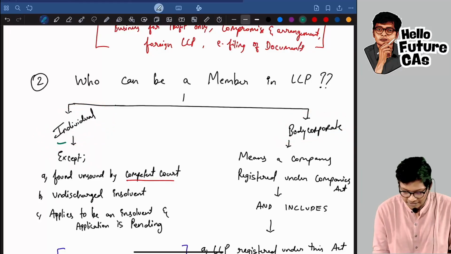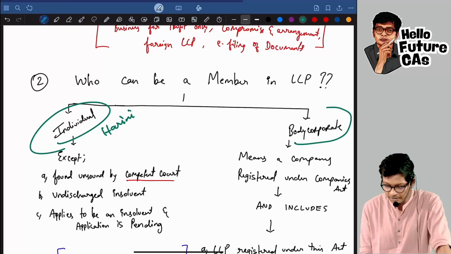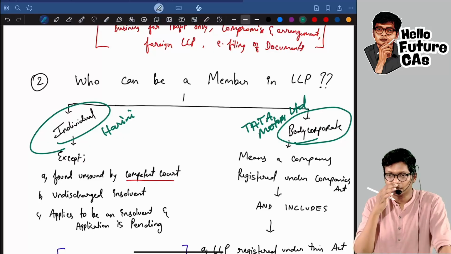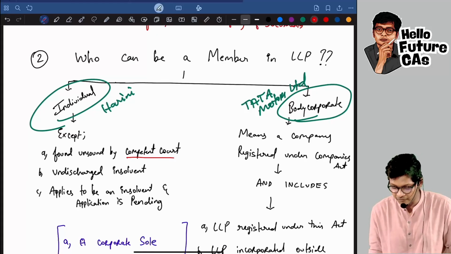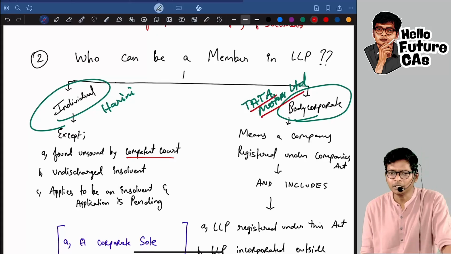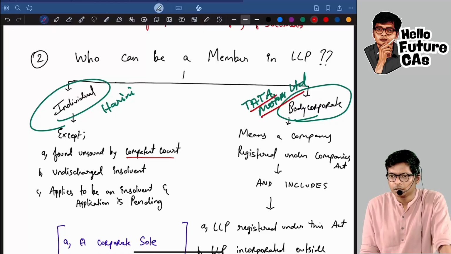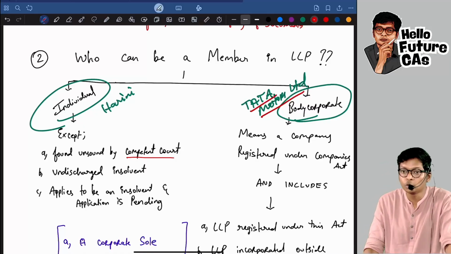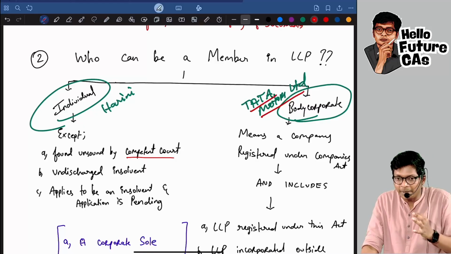Let me give you an example. Individual, let's say Harini can be a member, or a body corporate, let's say Tata Motors Limited can be a member. Are you following, guys? Now here the difference is, now follow very carefully. Can Tata Motors, a body corporate, start a partnership firm? Can they start a partnership firm? The challenge is, can a company be a partner in a partnership firm? No. It's an MCQ question. A company or body corporate cannot be a partner in a partnership firm.